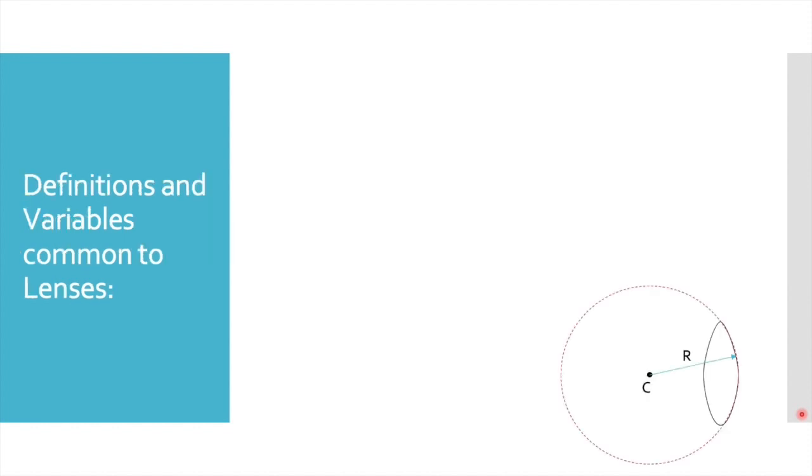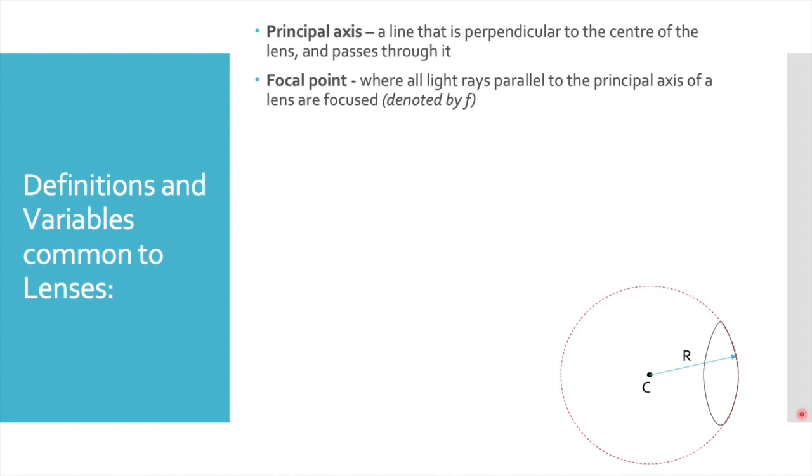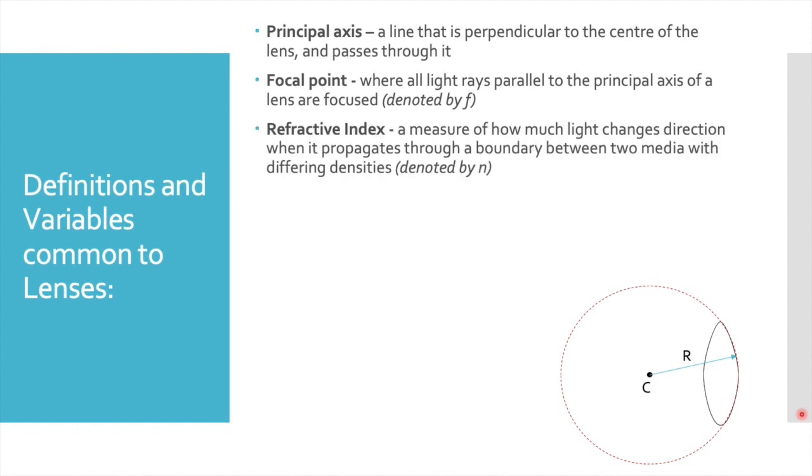So firstly, I'd like to introduce some need-to-know concepts and variables. The principal axis is a line that is perpendicular to and passes through the center of the lens. The focal point is where all light rays parallel to the principal axis are focused. The refractive index is a measure of how much light changes direction when it propagates through a boundary between two media with differing densities. The aperture is a gap or opening or slit.